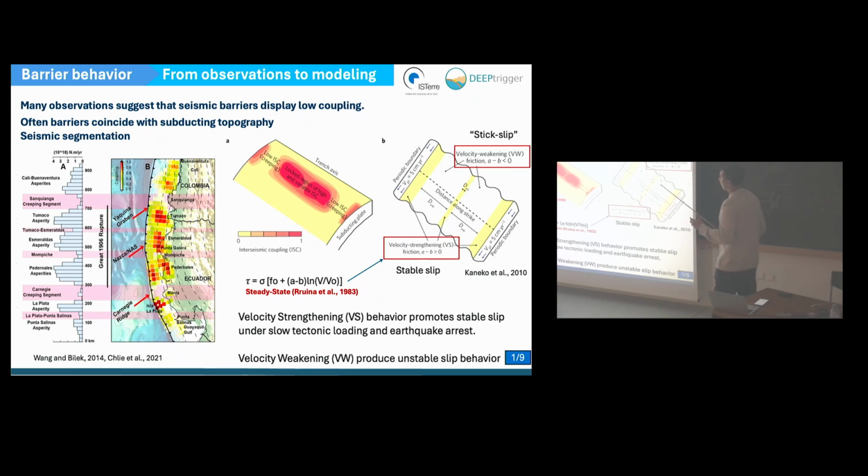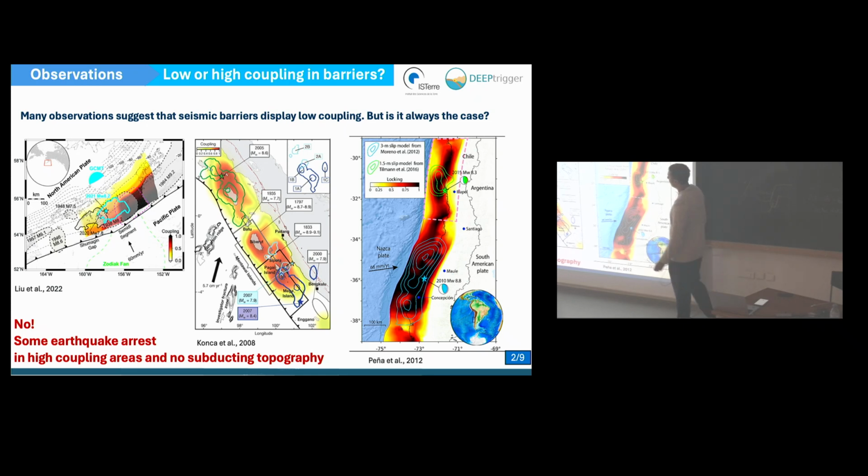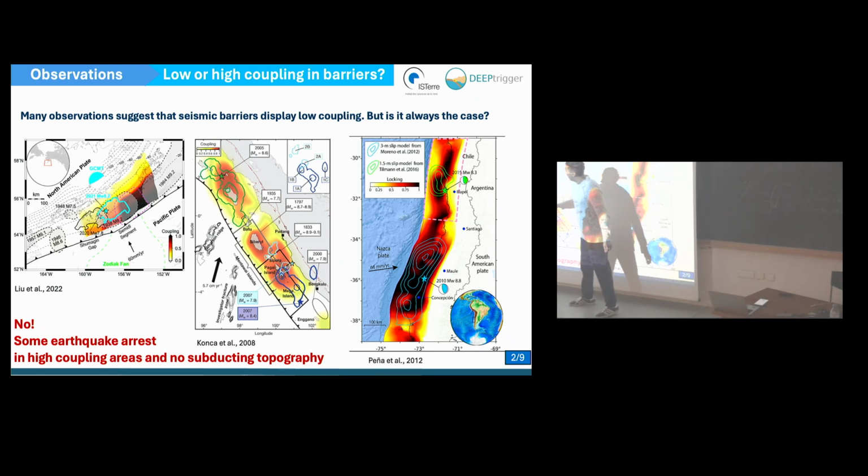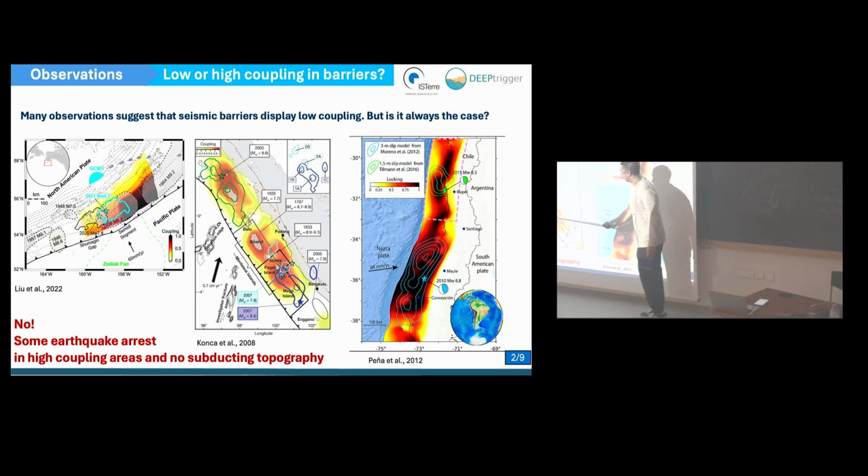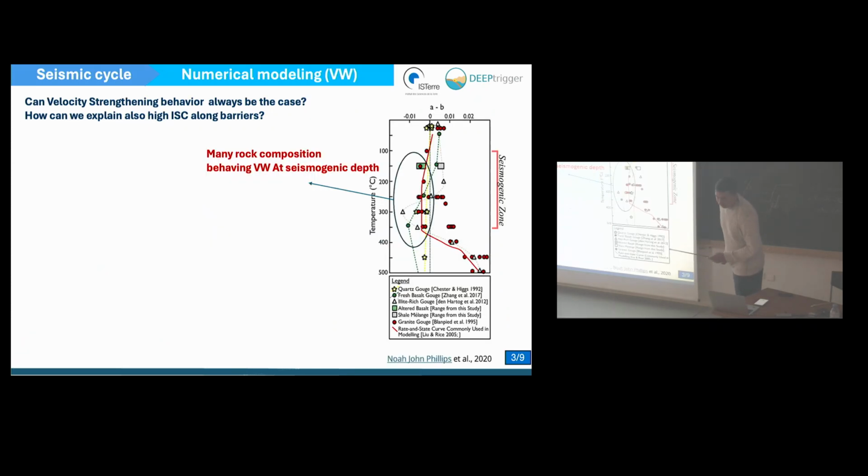But there is a particular question. Do earthquakes always stop in regions where the coupling is low? It might not be the case. There are several cases where earthquake propagation is arrested in regions where the coupling is quite high, or intermediate. And this is a bit counterintuitive with the idea of velocity strengthening behavior. So one of the questions that we have is, can, for some particular reasons, velocity weakening create earthquake arrest? And this is the thing that I will try to understand now.